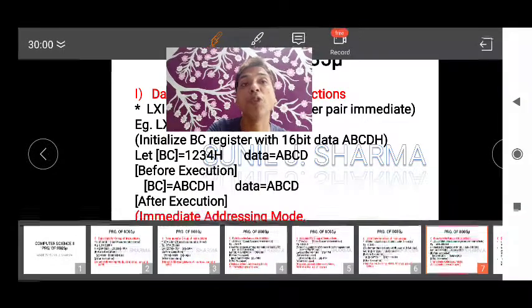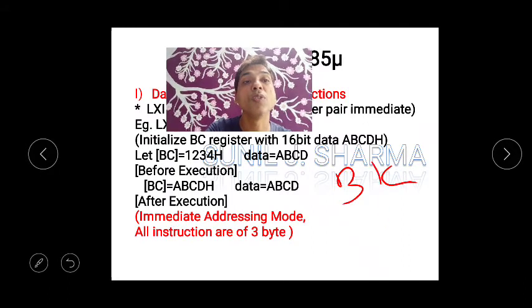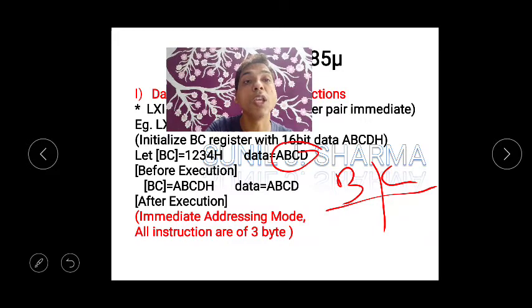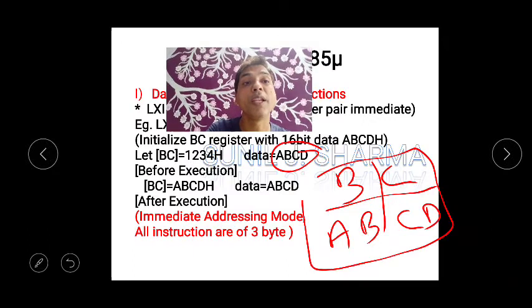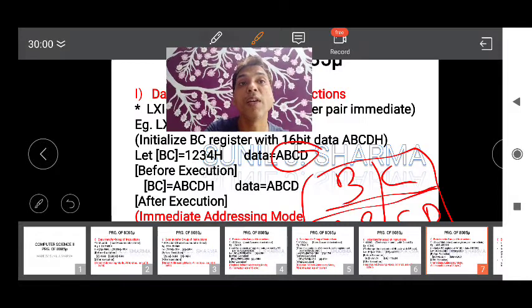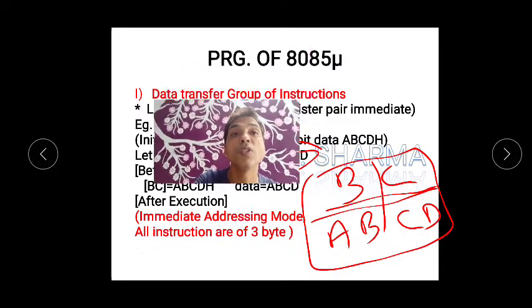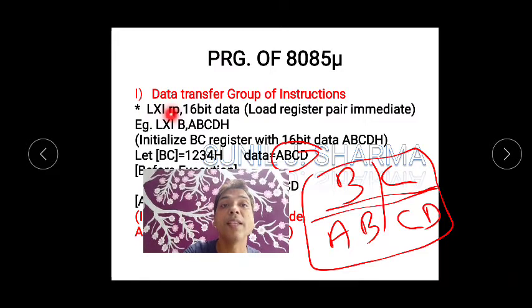If I want to show you diagrammatically, BC will be holding this data. AB will be holding the higher part and C will be holding the lower part, so we will be getting ABCD. Now, this also belongs to the immediate addressing mode. All these instructions are 3 bytes, because LXI RP takes 1 byte and there are 2 bytes for the 16-bit data.